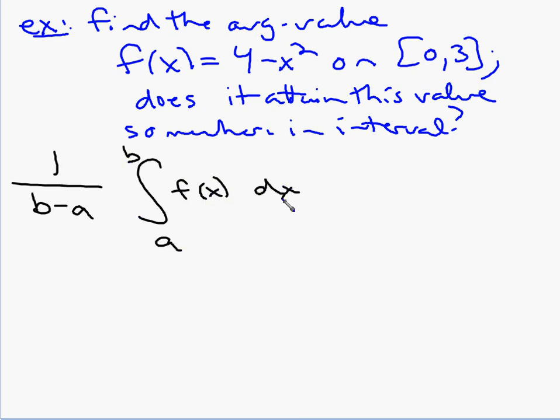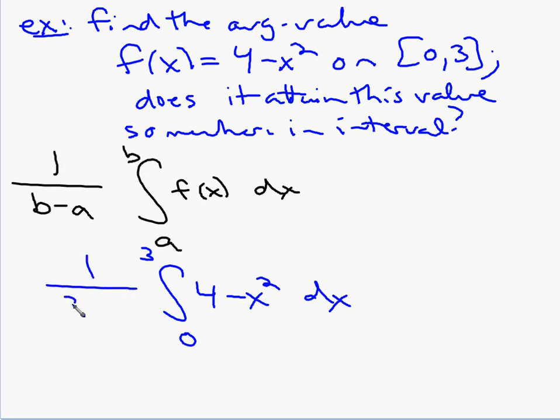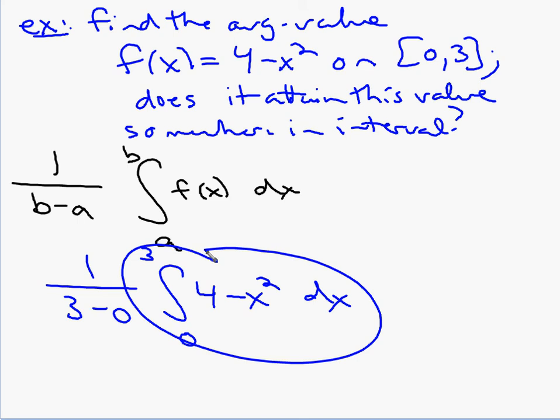Well, what's my a and b this time? It's 0 and 3. So this is going to be the integral from 0 to 3 of 4 minus x squared dx, okay? But it's going to be multiplied by 1 over 3 minus 0. Now here's what I'm going to tell you tonight. We're going to work later with how to actually do this analytically, but tonight you can use the numerical integral function of your calculator that I showed you.